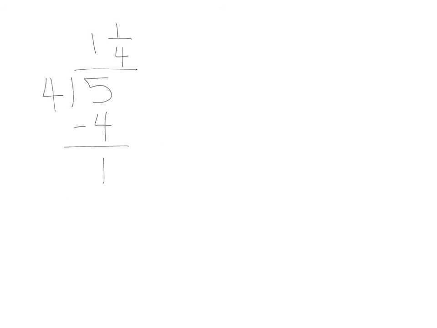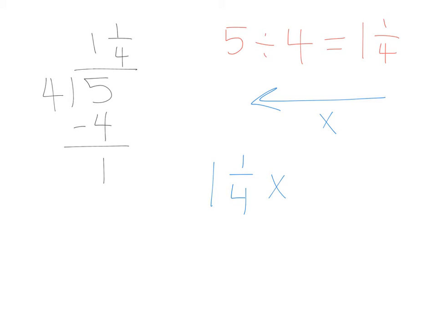What's my whole? 5. What's my divisor? 4. And what's my quotient? 1 and 1/4. Okay. Does that mean that if this number sentence is true, if I multiply in the reverse direction, it should be true too? So that means 1 and 1/4 times 4 should be 5, right?